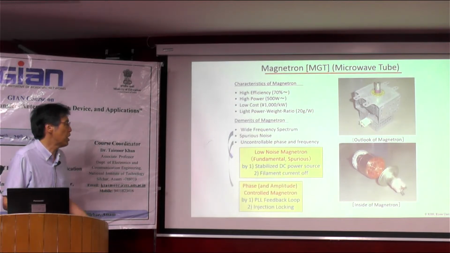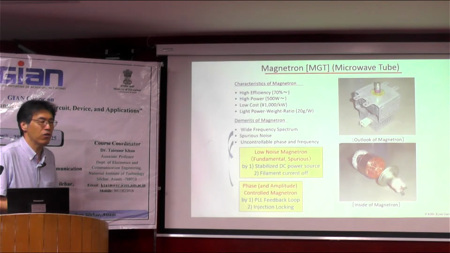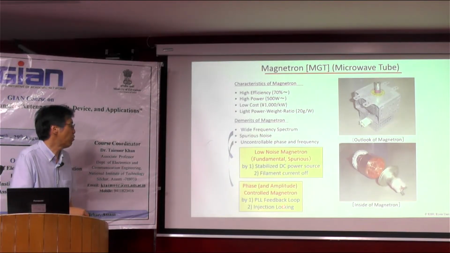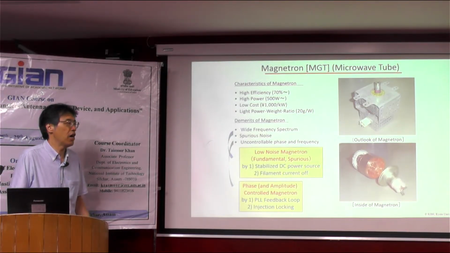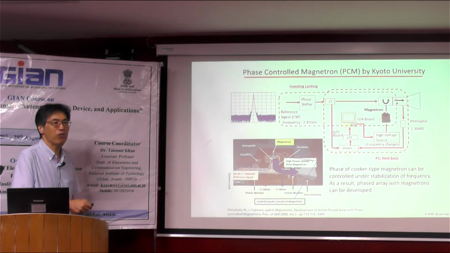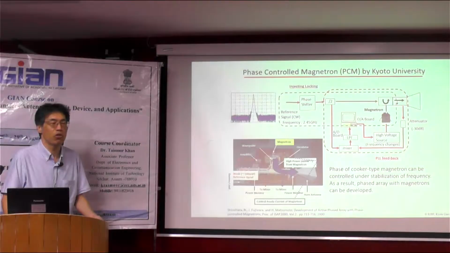And as a result, we added new technology to this magnetron amplifier named by William Brown. We succeeded in developing the phase and additionally amplitude control magnetron with the help of a PLL feedback loop and injection locking. I'll explain the detail tomorrow. But this is a simple diagram of the magnetron. We use the same magnetron as for the microwave cooker, and we add the controlling circuit of the injection locking and the PLL feedback. And as a result, we can control the phase and the amplitude of the magnetron.